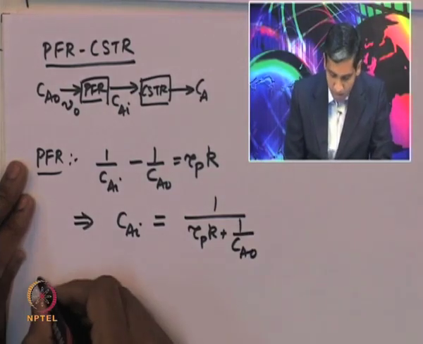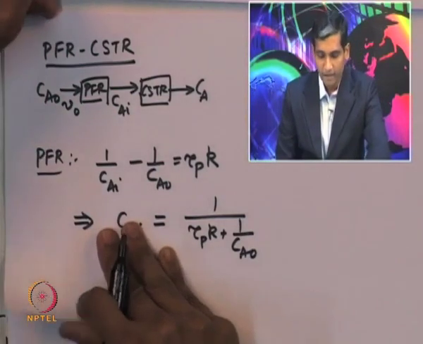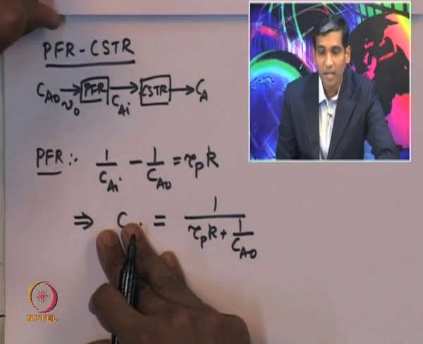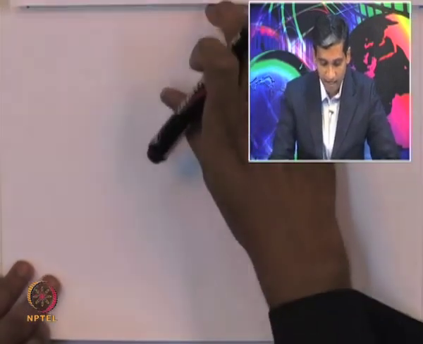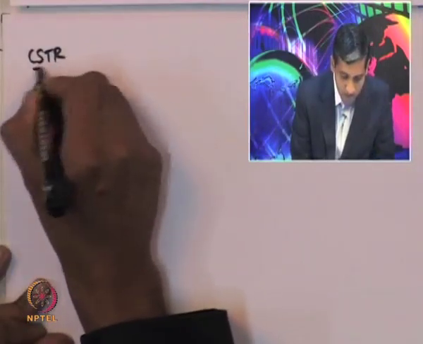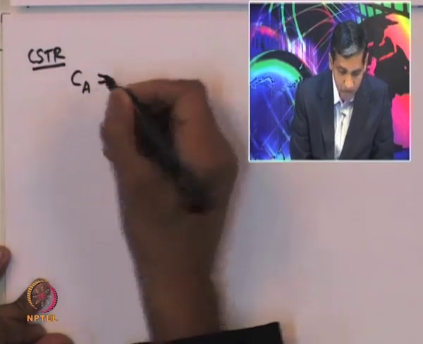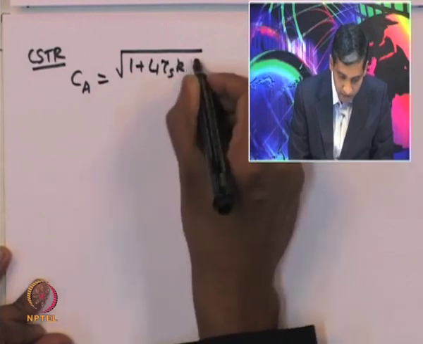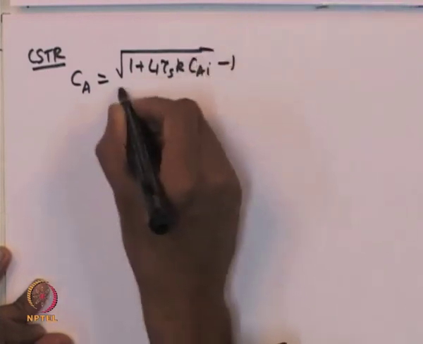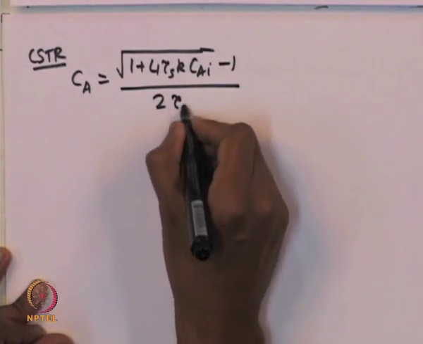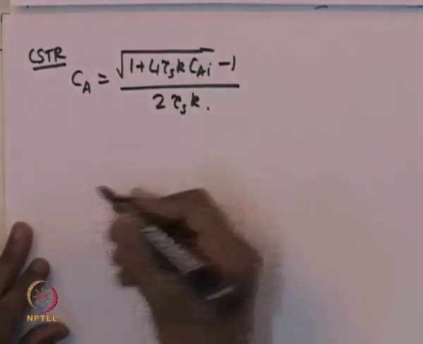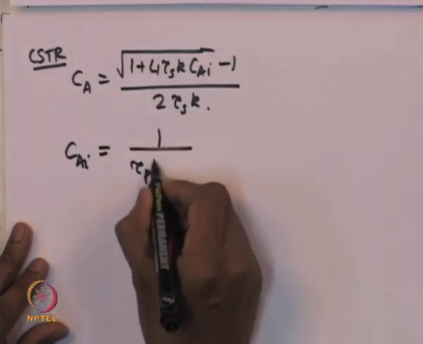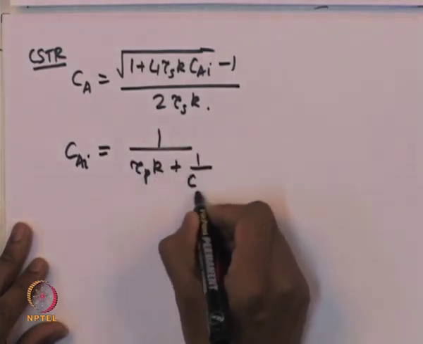Now, from the mole balance of the CSTR, we can actually find that Ca is equal to the square root of 1 plus 4 tau s k into Cai, minus 1, divided by 2 times tau s into k, where Cai is actually given by 1 by tau p into k plus 1 by Ca naught.